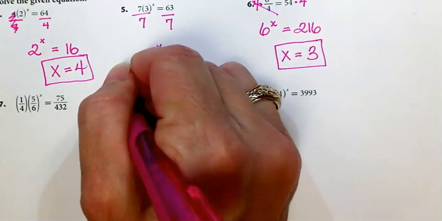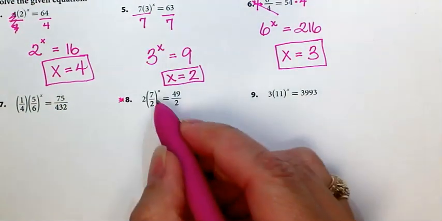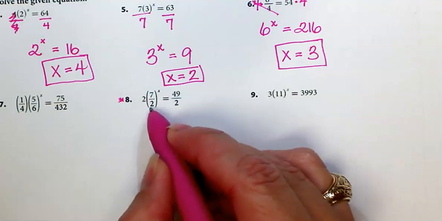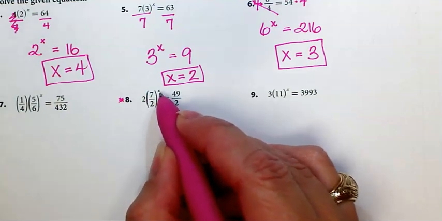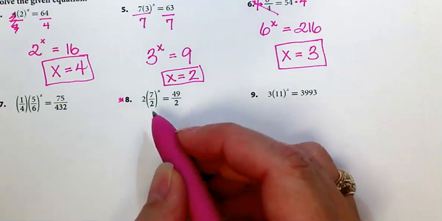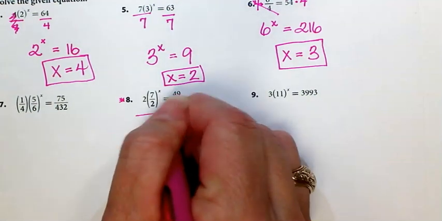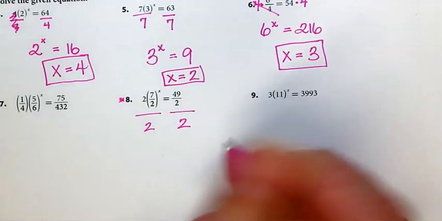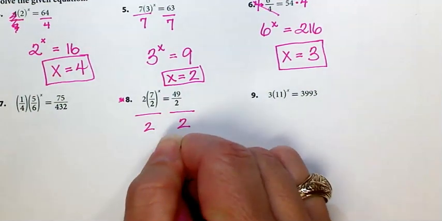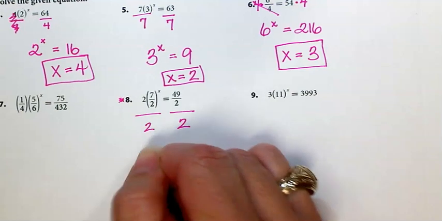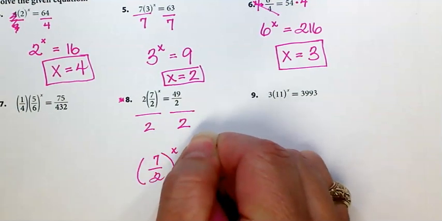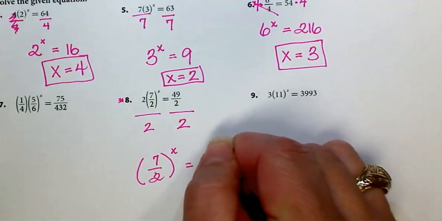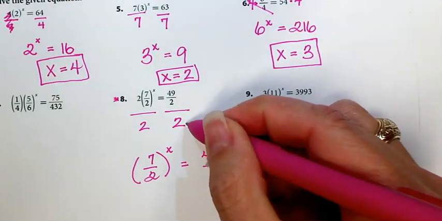Okay, take a look at number 8. Please be careful. 7 over 2, that whole thing is in parentheses raised to the x power. But this number outside the parentheses, I can go ahead and divide this whole side by 2 and this whole side by 2, and I get 7 halves raised to the x power is equal to 49 halves divided by 2.